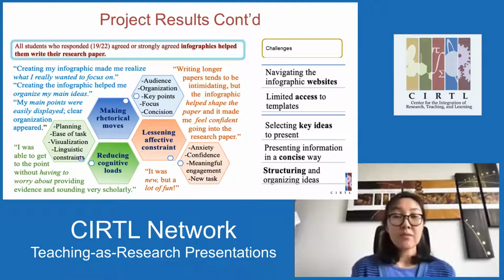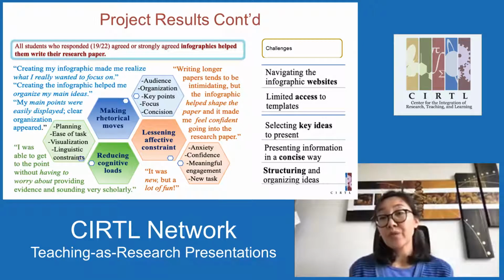The third theme was reducing cognitive loads, and that included planning and ease of task, visualization, as well as reducing linguistic constraints. One student said, "I was able to get to the point without having to worry about providing evidence and sounding very scholarly." A few challenges were navigating the infographic websites, which often come with a free signup, but the free signup has limited access.